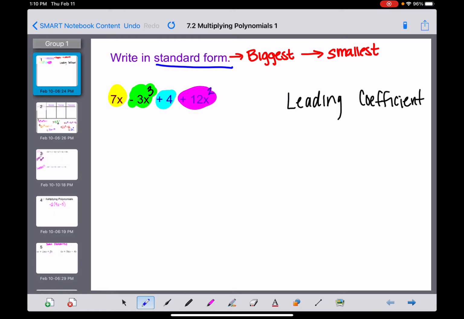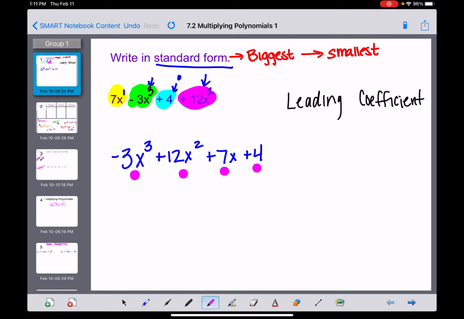So my biggest exponent is 3. So I'm going to write negative 3x cubed first. Next, I have a square, so plus 12x squared. Then I have that imaginary power of 1, plus 7x. And then I don't have an exponent that goes along with the variable, so that is last. That's called a constant, plus 4. So I have 4 different terms. This is written in standard form.